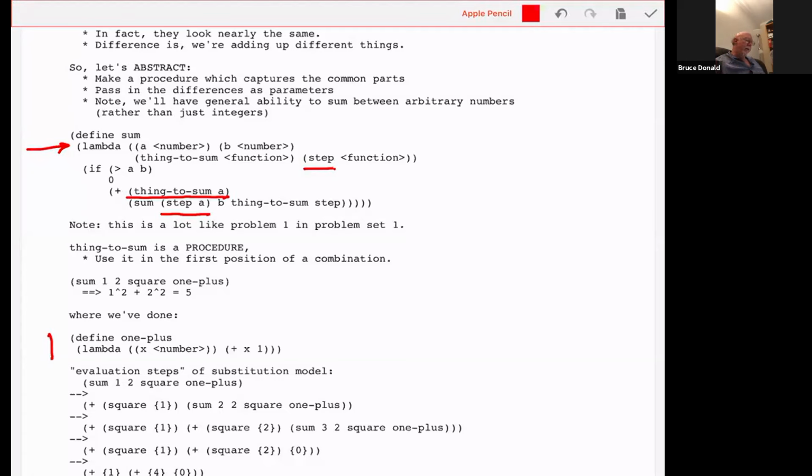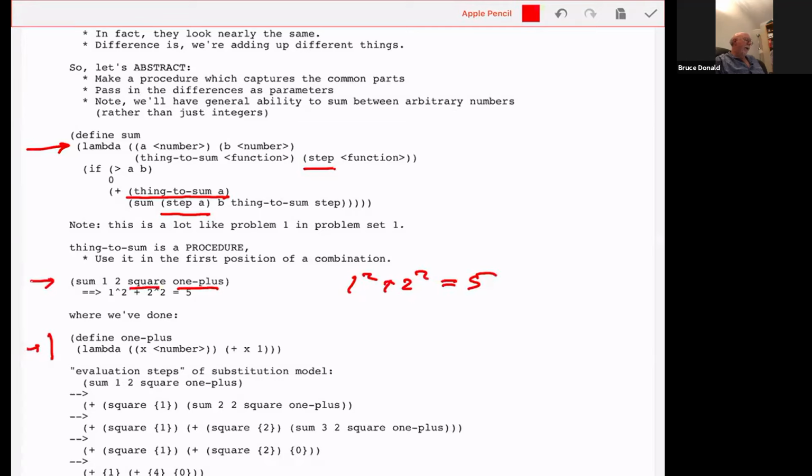And so what I want to do here is try this simple example above this, sum applied to 1, 2, square, and 1 plus, where 1 plus is defined like this. So what I want to be computing here mathematically is 1 squared plus 2 squared, and that better equal 5. All right. And so notice what I've done here. In this call, 1 and 2 are a and b, the lower and upper bounds. I pass in the function, which is the thing that I'm trying to square, basically, and I pass in the iterator, if you will, the thing that increments to the next step.